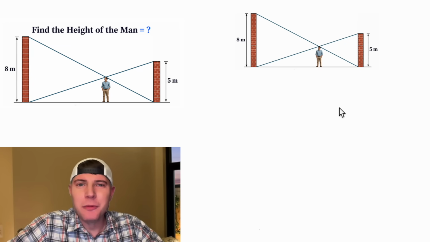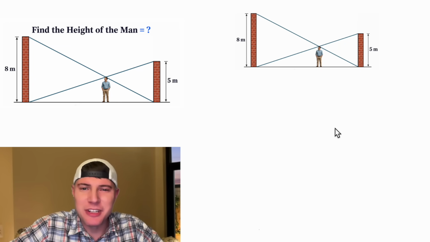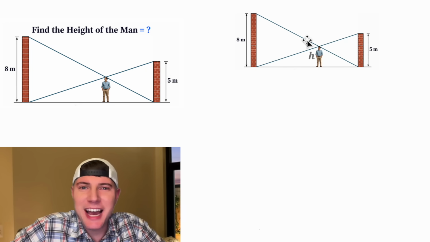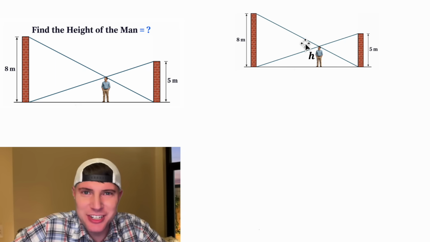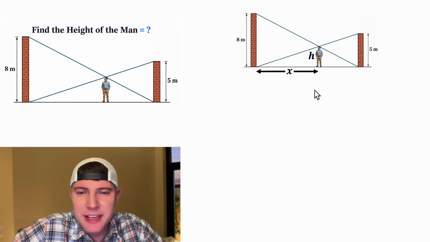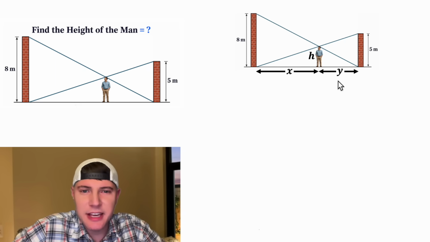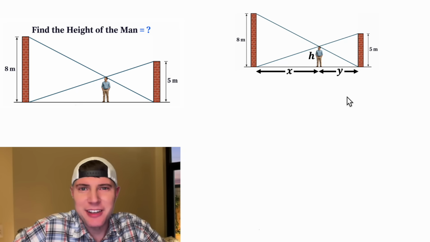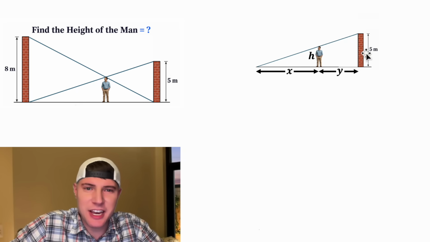If you want to try it on your own, pause it right now because I'm going to solve it in 3, 2, 1. First, let's label his height H. H is what we're trying to solve. And then we can label this length X and this length Y. Does that make sense? Y? And I want to focus on this section right here.